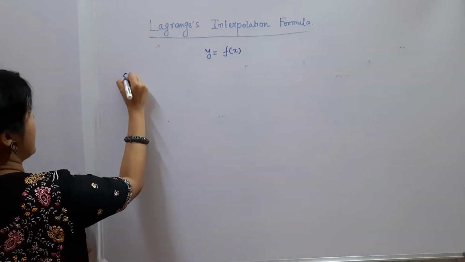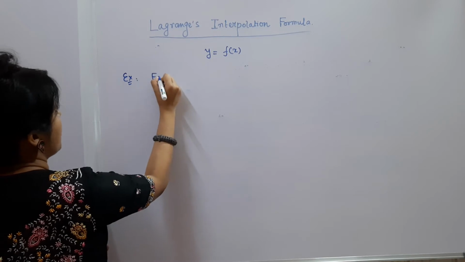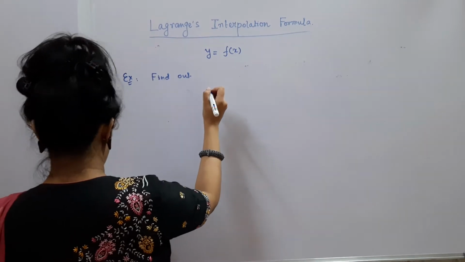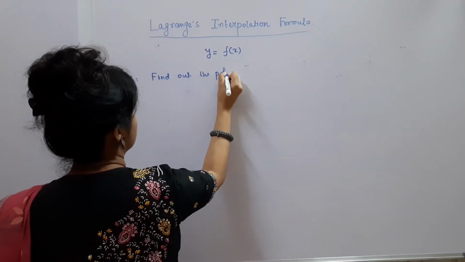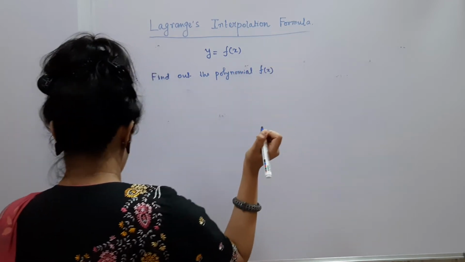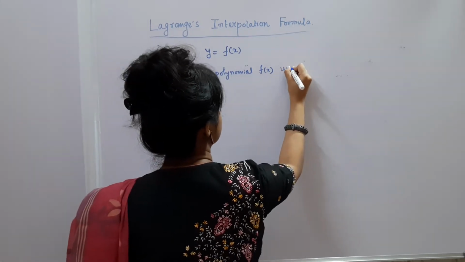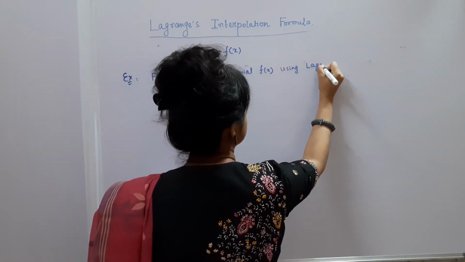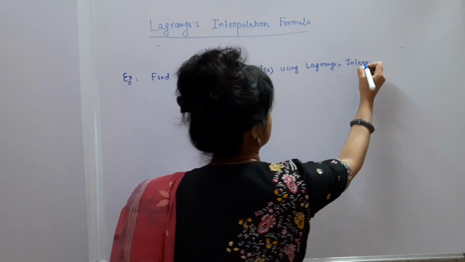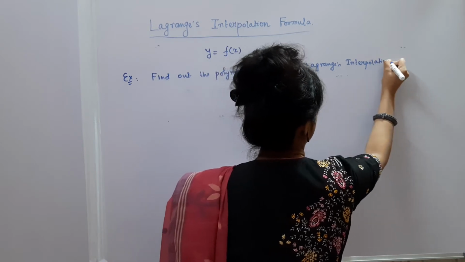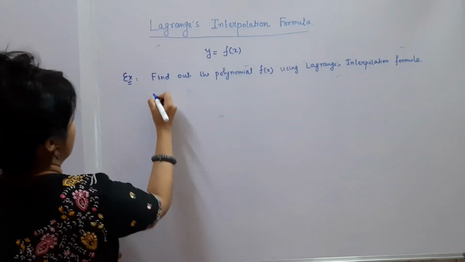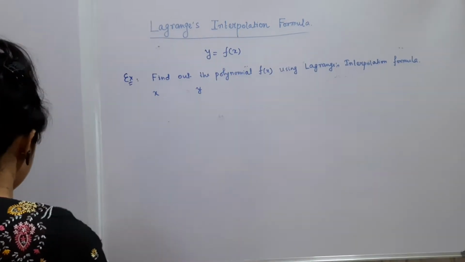Now, the problem is like that. Find out the polynomial f of x using Lagrange's interpolation formula, where x and y both are given like that.